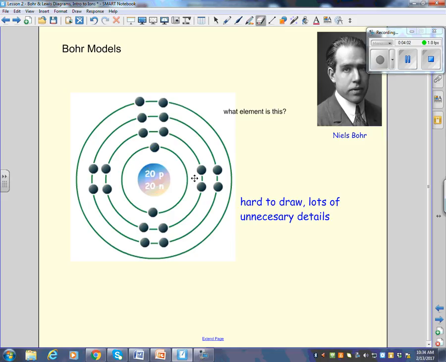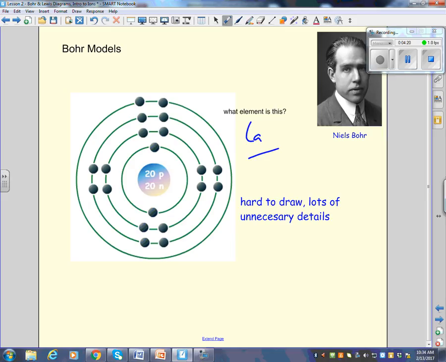Well, there's 20 protons, 20 electrons. That's actually calcium. But yeah, they're hard to draw. Lots of unnecessary details. Kind of a bit of a waste of time. So these are referred to as shell diagrams. You can go ahead and use those.